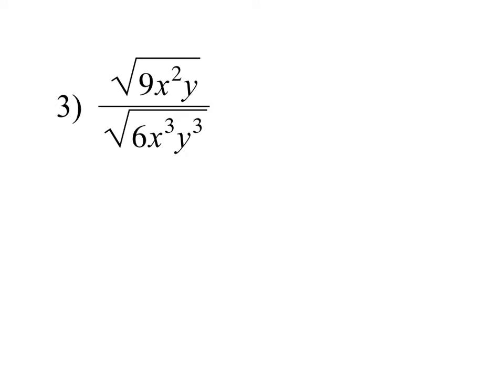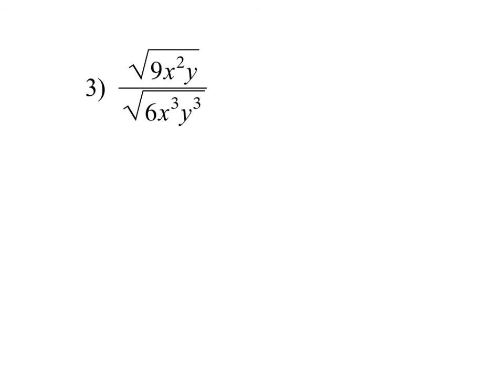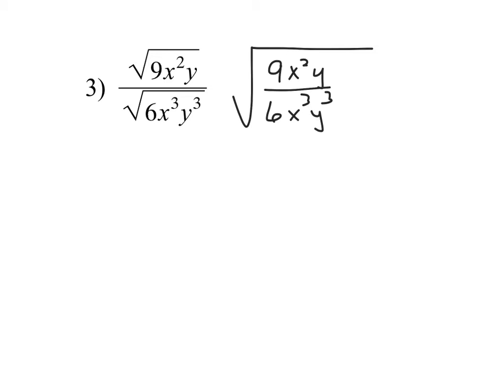So for example, this first one, the process is still the same. Is there a number that'll go into 9 and 6? There is. So I'm going to write this all as one root, 9x squared y all over 6x cubed y cubed. Now I want to simplify. What's the biggest number that goes into 9 and 6? Well, that's 3. 9 divided by 3 is 3. 6 divided by 3 is 2.